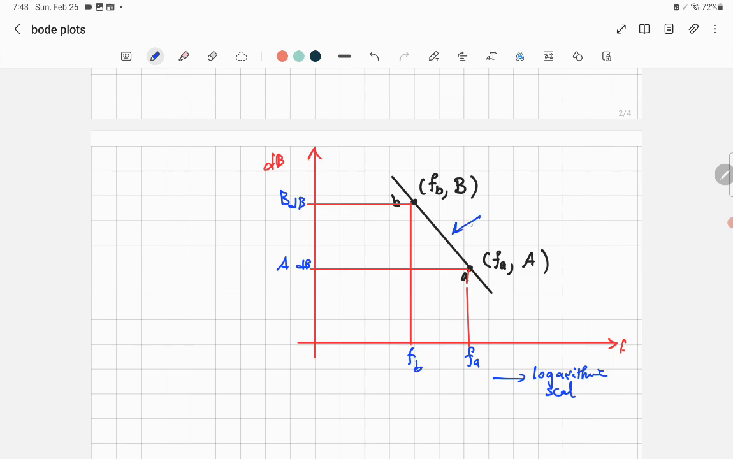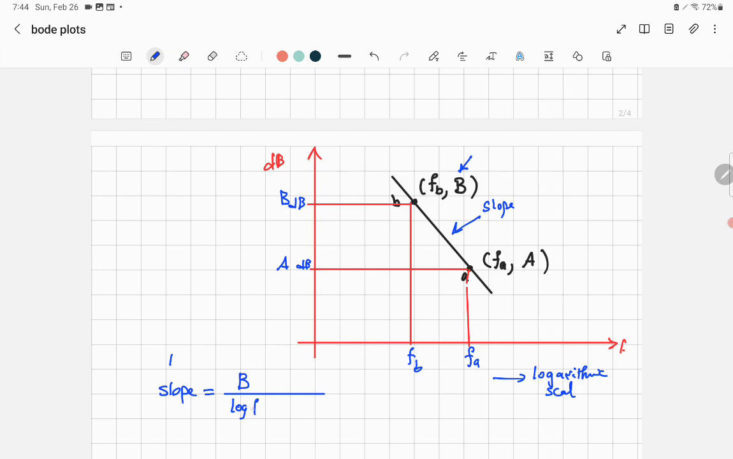How do you find the slope of this straight line on the Bode plot? The slope will equal, whichever point you take, B minus A or A minus B. Both are right. I would say B minus A. I would take the first point and then subtract from this point. All right, but you can choose. Once you choose, I'll say B minus A. So the vertical value of point B is B decibel, and its frequency is FB. Remember FB.